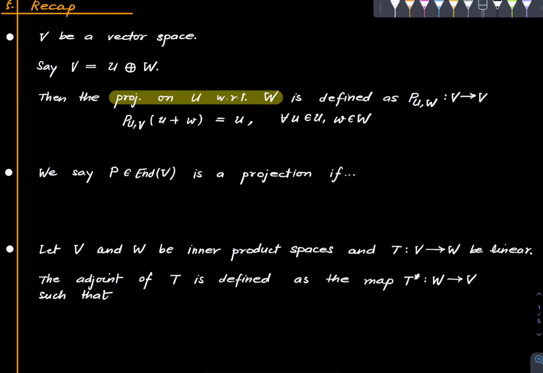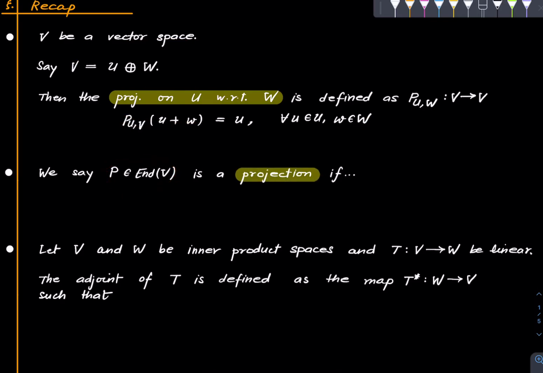The picture is very simple. Suppose this is U, this is W, and the direct sum of U and W is the entire vector space. So all you're doing is, if you have a vector here, you are taking this particular component of it. There is a W component, there is a U component. You just record the U component, and therefore you're kind of projecting on U. So that's the definition.